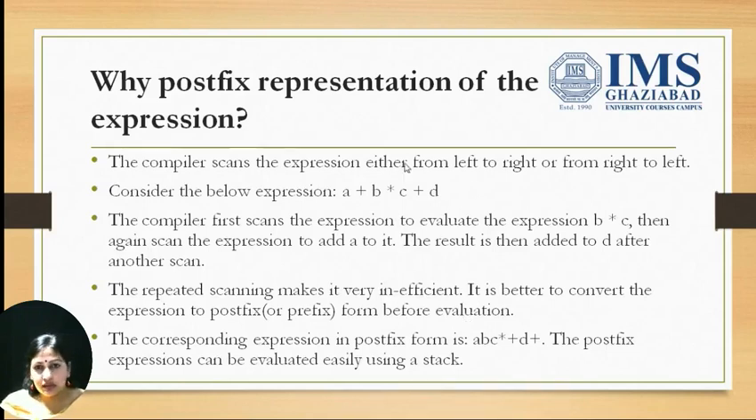So this expression a plus b into c plus d in postfix form becomes a, b, c, into, which means the two operands b and c are connected by the multiplication operation. Then the resultant of this and a are connected by the plus operator. Then the resultant of this and d are connected by the plus operator.